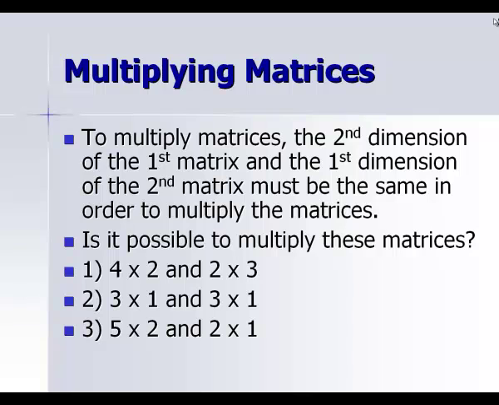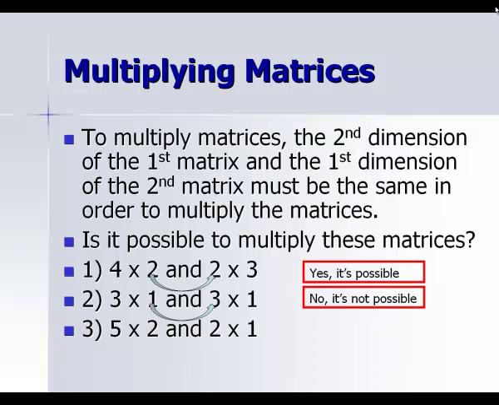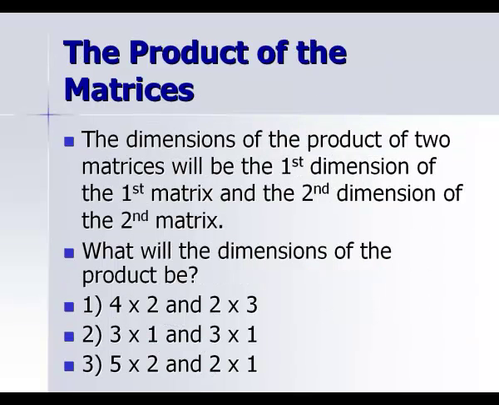We have a 4 by 2 multiplying with a 2 by 3. Since the 2's match, it is possible to multiply these matrices together. Look at the next example. The inside numbers are a 1 and a 3. They don't match. Therefore, it is not possible to multiply these matrices together. Try the last one. The inside numbers are both 2's. They match. Therefore, it is possible to multiply these matrices together.